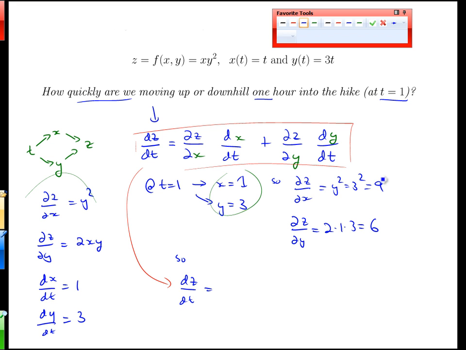∂z/∂x, 9, times dx/dt, 1, plus ∂z/∂y, 6, times dy/dt, 3. And that gives us 9 plus 18, which is 27 meters per hour. So the idea being, remember this is an instantaneous rate, but we would expect that after an hour we'd go up about 27 meters if we were following the path that we're talking about.